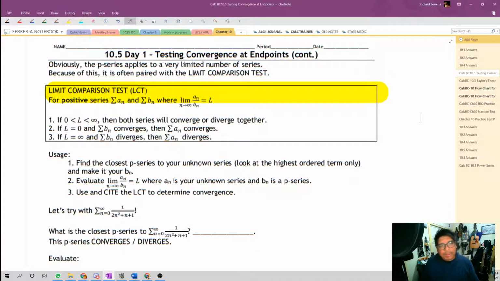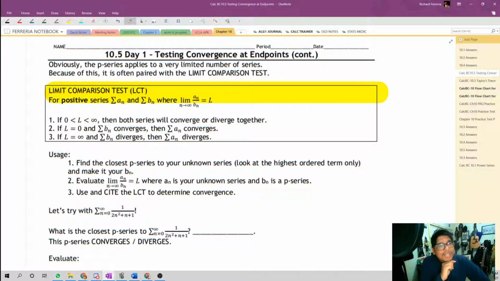The limit comparison test is what you're going to use for any series which is really close to a p-series, but is not actually a p-series. So that refers to mostly polynomial series, although it is possible to use the limit comparison test for other series. For you in AP Calculus, this usually means any polynomial series that you come across.